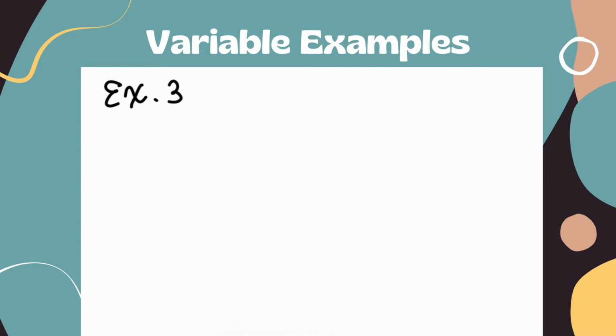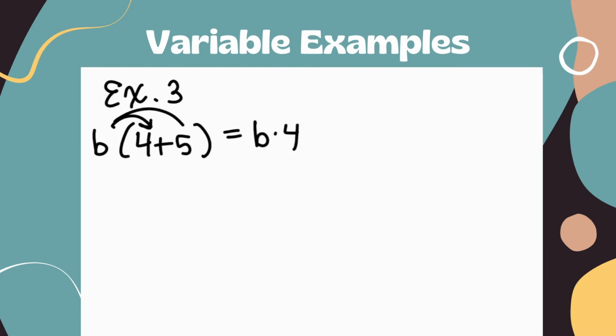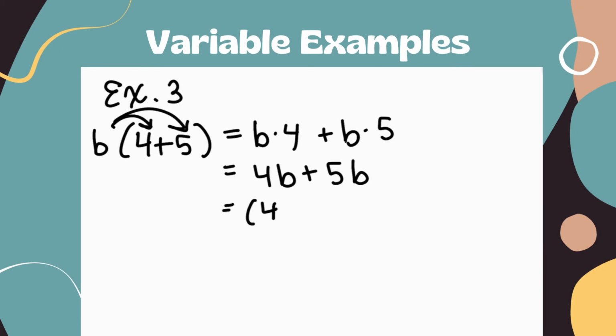Our last example is b times the quantity of 4 plus 5. So we're going to distribute the b into both terms. B times 4 plus, and draw that arrow again, b times 5. So we actually have this as 4b plus 5b because we like to put the number first. And you can actually combine like terms. Did you notice that that should be the next step? If you don't remember how to combine like terms, take a look at my combining like terms video. But we have 4 plus 5b, which is 9b, which is much more simplified than the problem we started with.